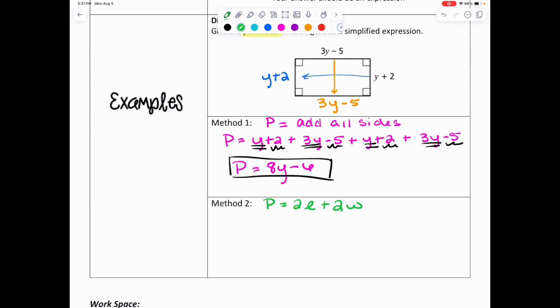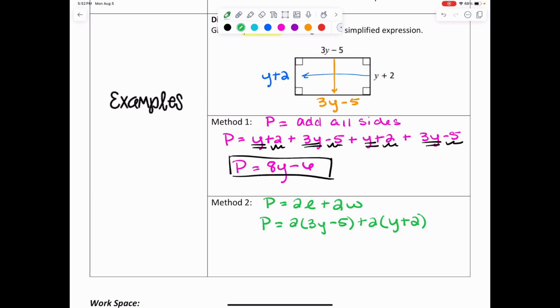So when I plug this in, I get P equals 2 times the length, our length was 3y minus 5, and plus 2 times the width, our width was y plus 2. So it's a little less writing, and it's just a different way to look at it. 2 lengths added up to 2 widths. So here I get to show you the application of what we're talking about today.